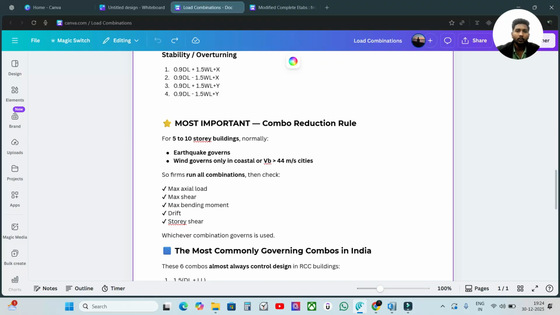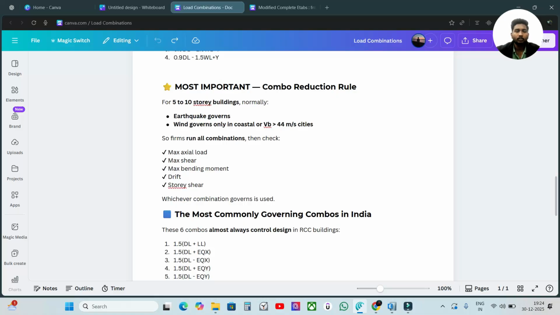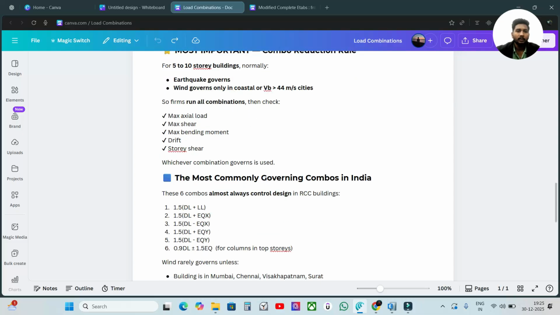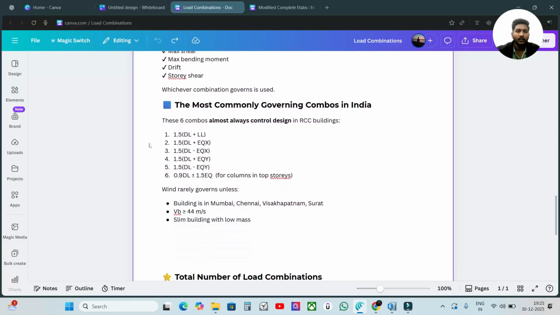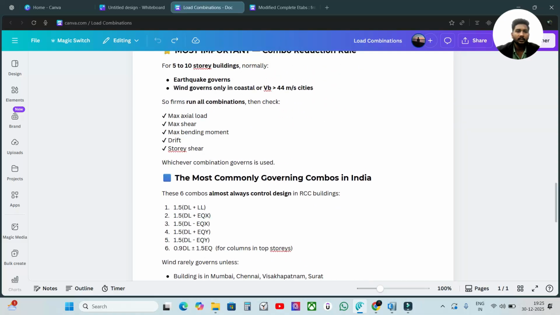Most important, the combo reduction rule. For 5 to 10 story buildings, normally earthquake governs. Wind governs only in the coastal areas, or in cities where the wind speed is greater than 44 meters per second. So firms run all the combinations, then check for the maximum axial load, maximum shear, maximum bending moment, then the drift and story shear, and whichever combination governs is used.